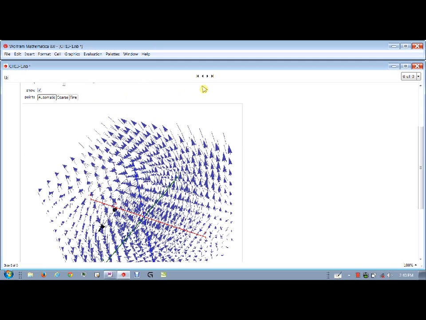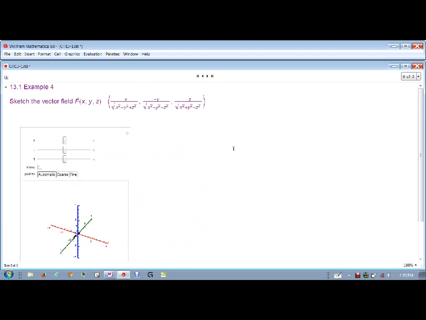All right, so you have this idea of vector fields. For this one, it says sketch the vector field negative x over square root of x squared plus y squared plus z squared, right? Negative y, negative z. What do you recognize? What is square root of x squared plus y squared plus z squared on the bottom? Okay, it's the distance. It's a unit length.